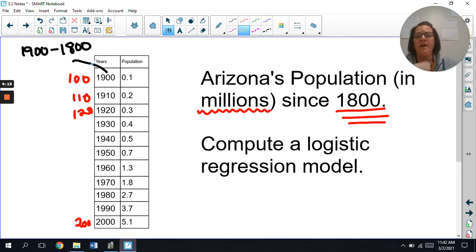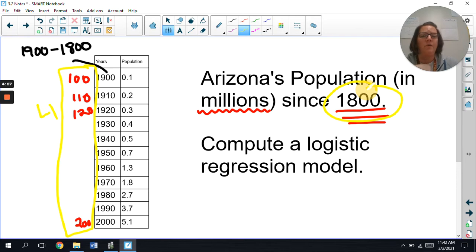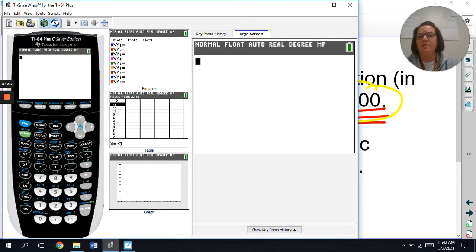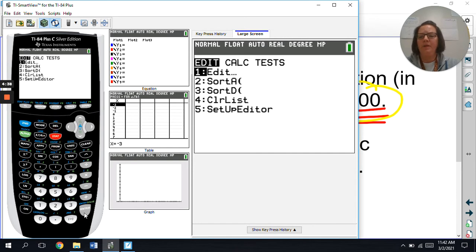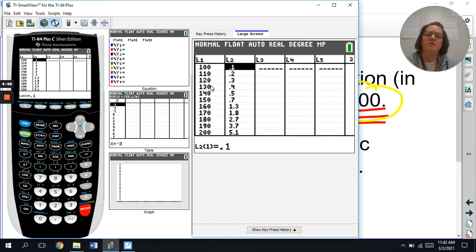These are the values that we would put in our L1. Instead of putting 1900, 1920, and so on, we would put it like this because of what year we started our population in. So the years go in L1, the population goes in L2. Let me pull up my calculator here. Go to your stats, and on your edit, here it is. Here are my years listed as years from 1800. Now I'm going to do the exponential regression first.